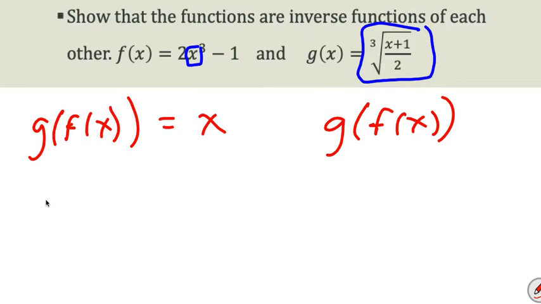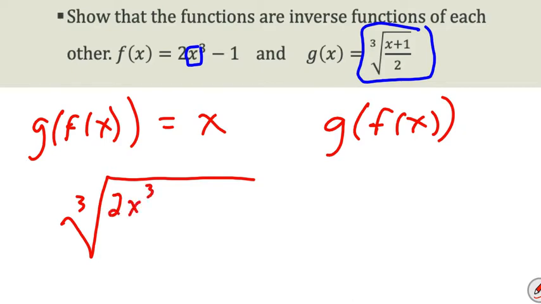I'm going to do g of f of x, which means I'm going to take the cube root of x, which I'll replace with 2x cubed minus 1. And I'm going to plug that in there for x and write out the rest of the problem. So plus 1 over 2.